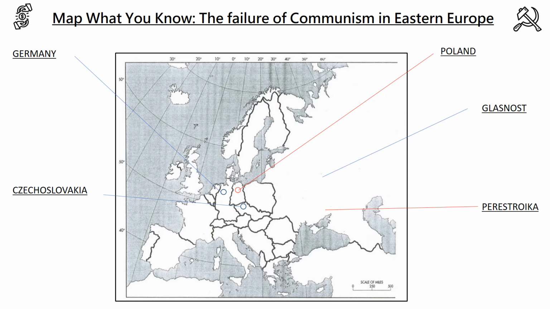Glasnost. Glasnost effectively is a policy of openness in the Soviet Union, so people being allowed a bit more freedom in terms of speech and to criticise communism, which Gorbachev allows. That's a policy that he introduces. So think about how that leads to communism failing in Eastern Europe.